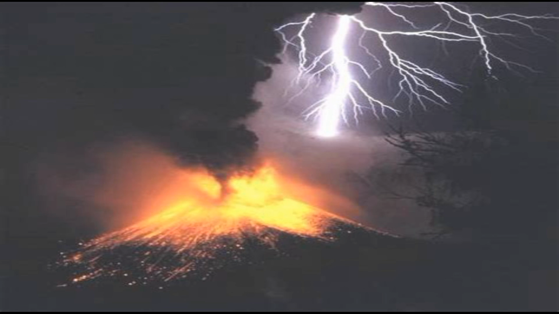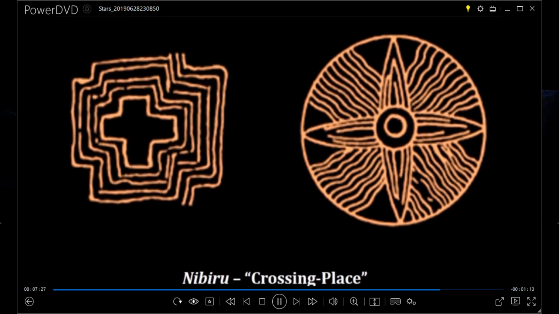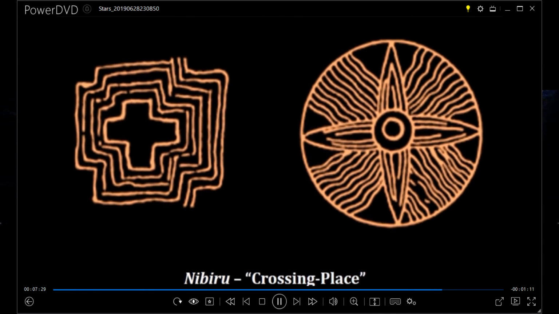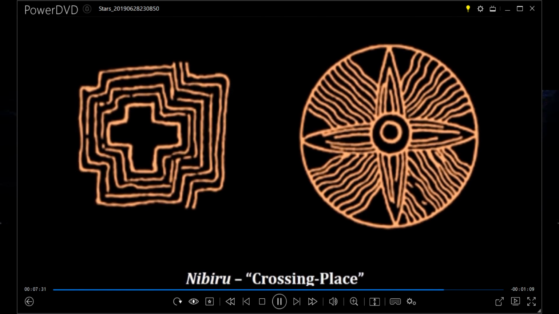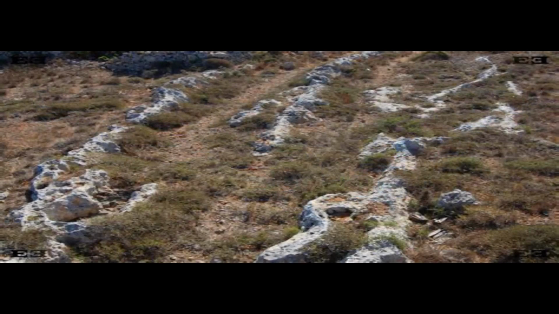Nibiru, the crossing place, refers to this visual intersection of the equator and the ecliptic, which twice a year indicated the position of the equinoxes for our ancestors by luminously bisecting the night sky. This was seen as the crossing of sky bands in Mesoamerica, that is, the confluence of the equatorial River of Blood and the ecliptic River of Pus.